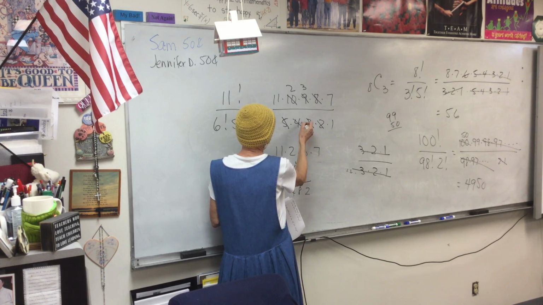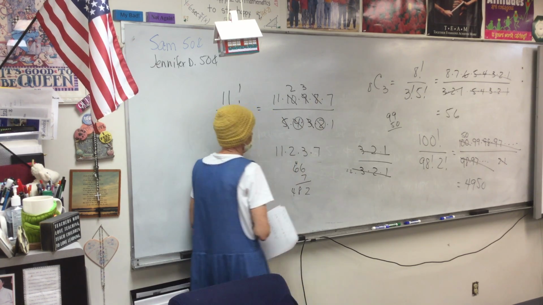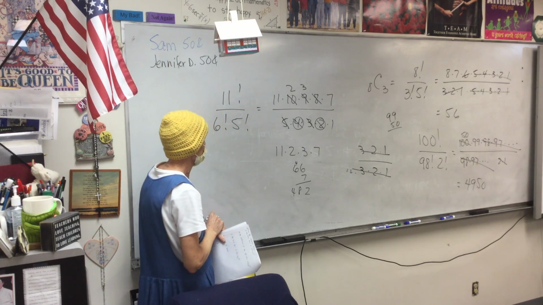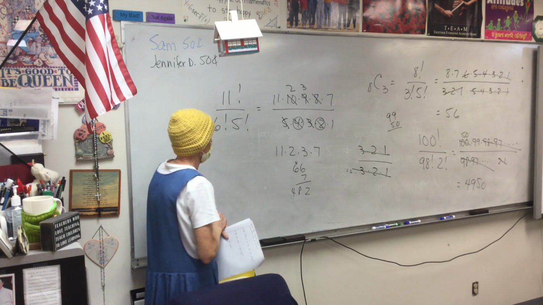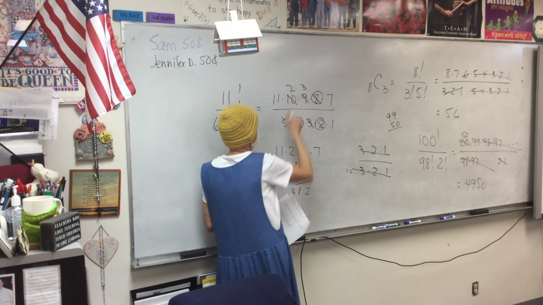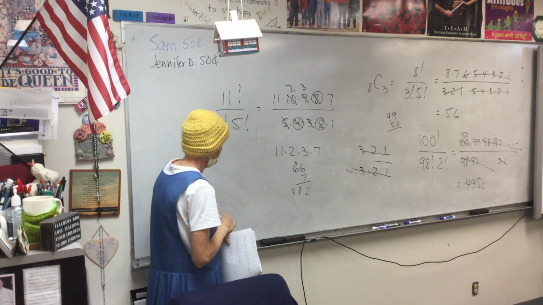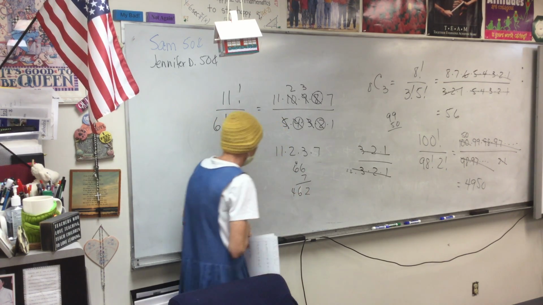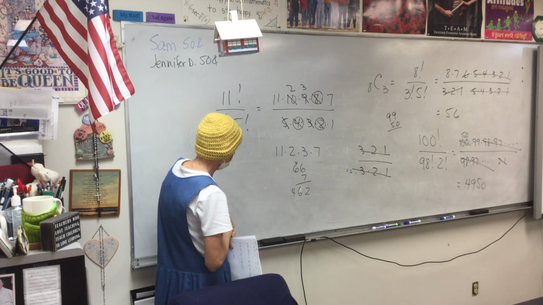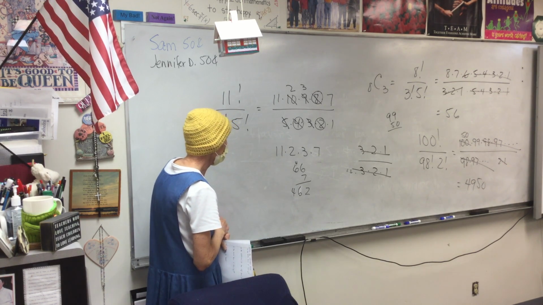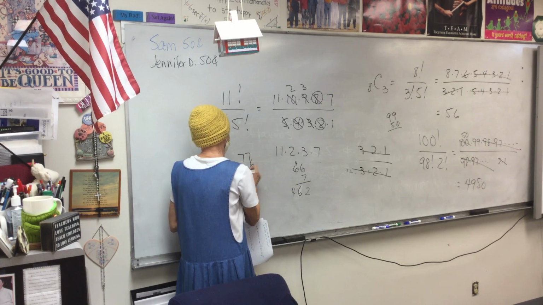The 8 went away with the 4 and the 2. Did you use the 2 twice? Oh, no, you used the 5. The 4 and the 2 went into the 8, the 3 went into the 9, and the 5 went into the 10. Is that better? So I got 462, but that might be wrong.